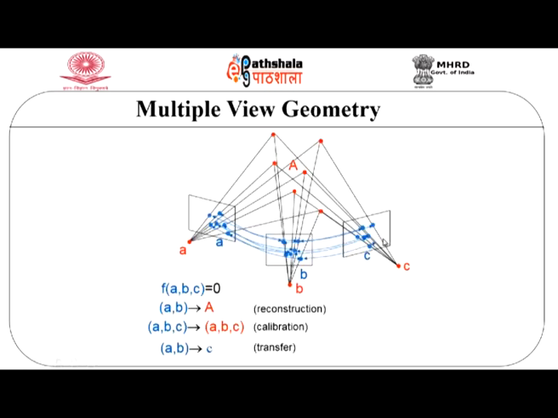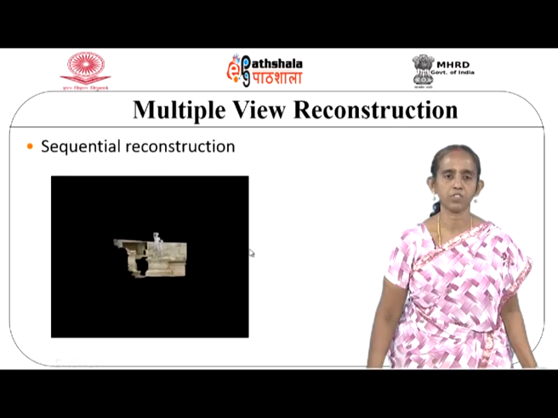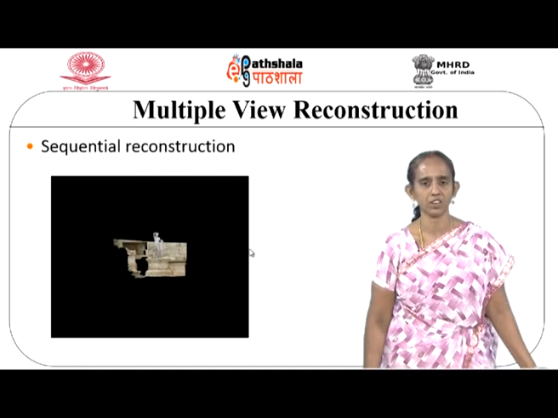So, this is a multiple view geometry, an example for the multiple view geometry where A, B and C are the focal points. So, we can see how A, B and C are being projected, calibrated, transferred and projected onto a screen. This is multiple view reconstruction, how actually the multiple view reconstruction takes place with the help of affine factorization and projective factorization. This is with the help of the sequential reconstruction technique, how a multiple view is being reconstructed.